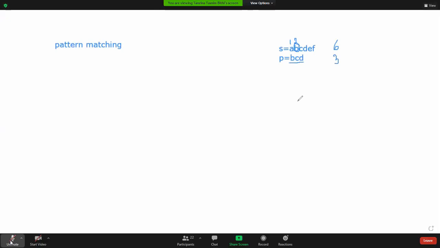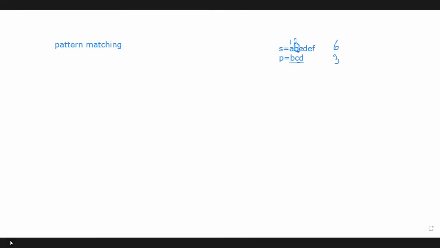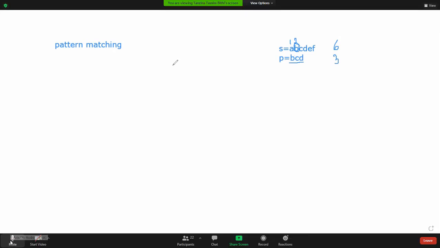Is that clear? What is the purpose of having this pattern matching algorithm? Why do we need pattern matching algorithms? Because this algorithm will search the location or the position of the first character of the pattern. Is that clear? Yes, ma'am.